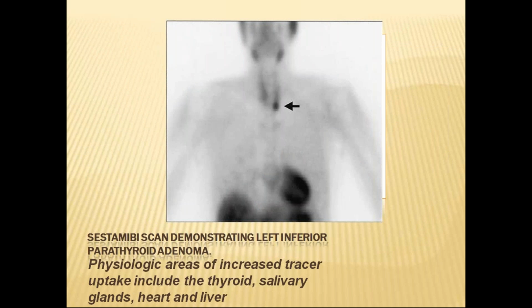As I mentioned prior, this is a scan. You can identify two structures that are glowing. One is the inferior structure. This is the adrenal gland, and this is the parathyroid gland. The black arrow is marking the inferior parathyroid gland.